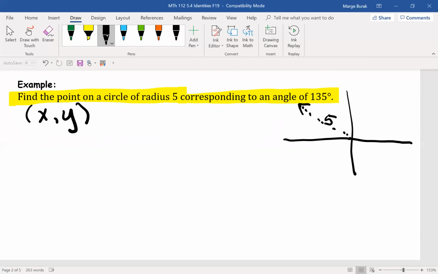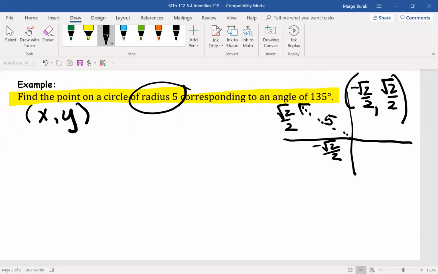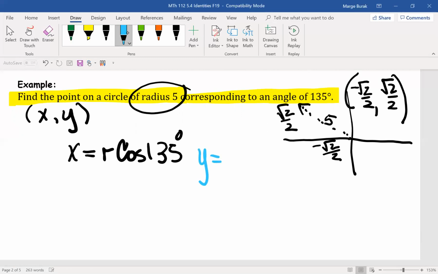let's see, the cosine of 135, oh, they're both square root of 2 over 2, aren't they? So we're going to have negative radical 2 over 2 and positive radical 2 over 2 on the unit circle. Let me write these correctly. Negative square root of 2 over 2 is the x. Positive square root of 2 over 2 is my y. But that's on the unit circle, so I need to say that x equals r times the cosine of 135, and in a different color, y equals r times the sine of 135.